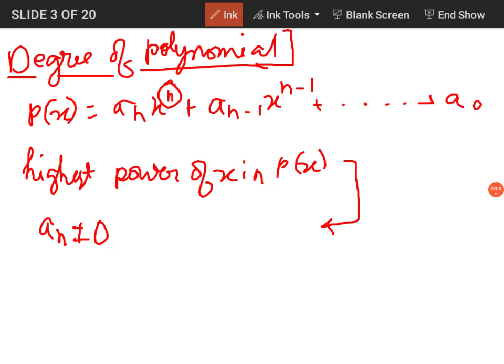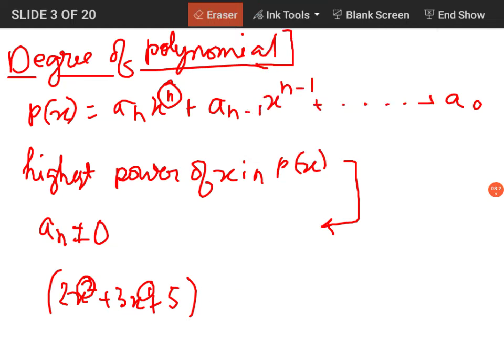For example, say 2x square plus 3x plus 5. Can you tell me, first of all, is this a polynomial? Yes, obviously, because here the powers of the variable are 2, 1, 0, which are non-negative integers. So this is a polynomial.